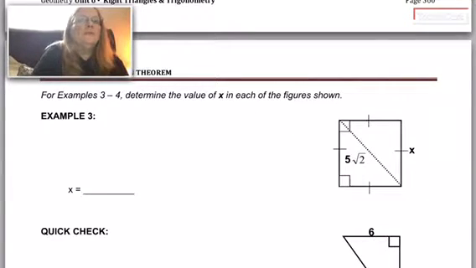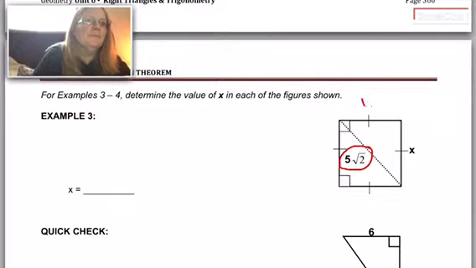Okay, before we start with example 3, we are going to talk a little bit. I see that the length of this side is 5 times the square root of 2. And so, well, let's just go ahead and set it up. So here's a square, and all the sides are the same, so we can call them all x. If this one's x, that's x.